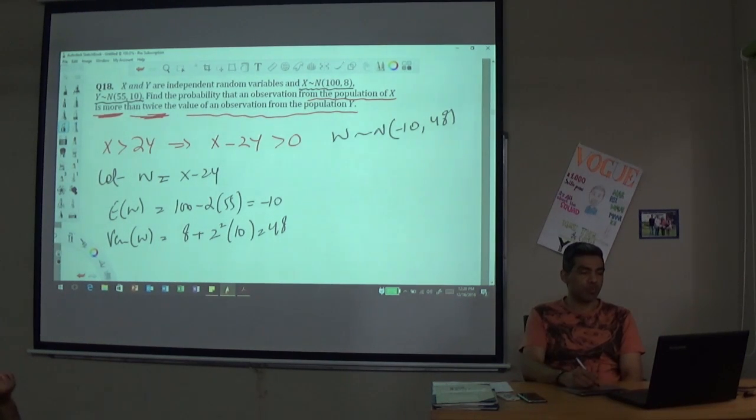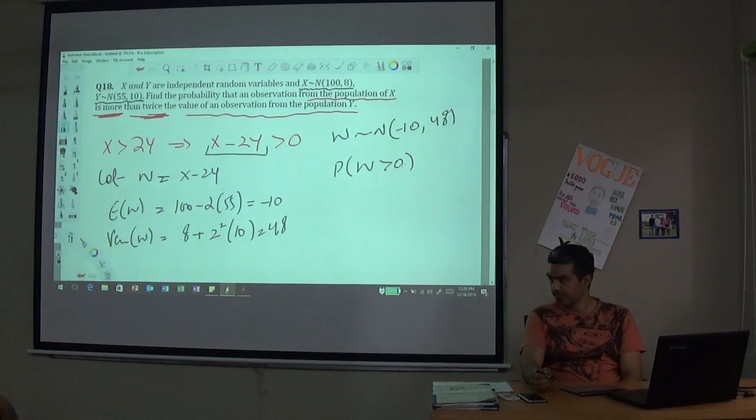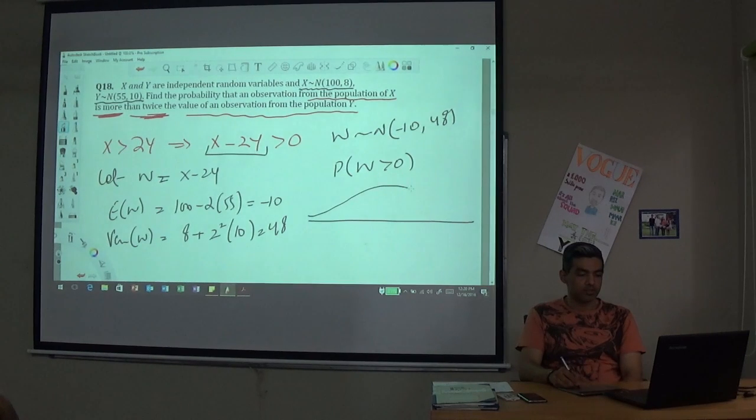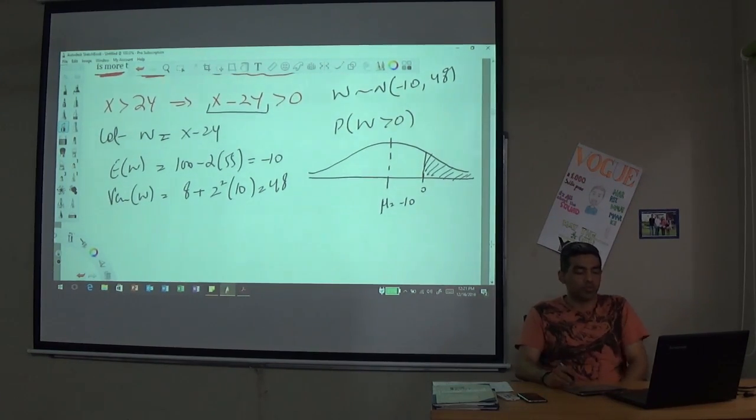And what do we need to find? We need to find the probability that this is happening, which means we need to find the probability that W is more than 0. Let's make the sketch. So the mean is minus 10. So where would 0 be? On the left side or on the right side? It would be on the right side. 0 is going to be here. We want W to be greater than 0. That means we want the right side area. Do we agree on this? Right. So what's the next step?